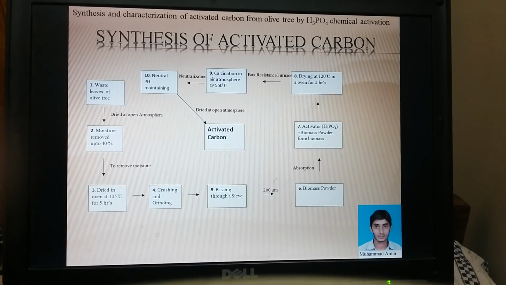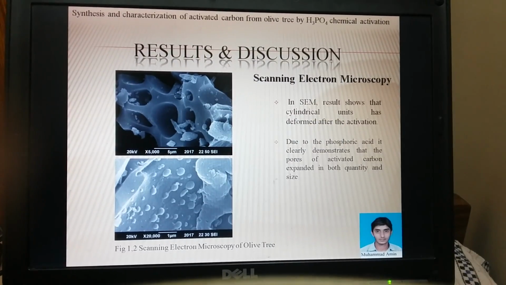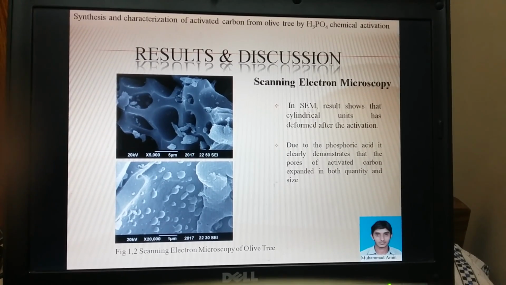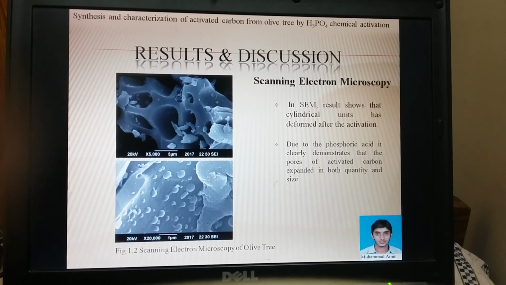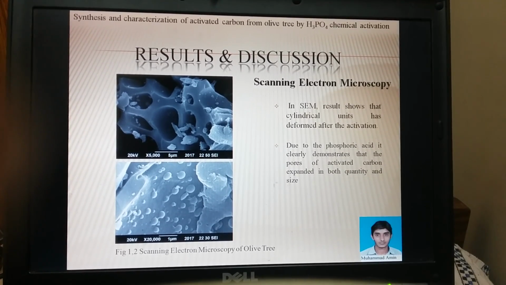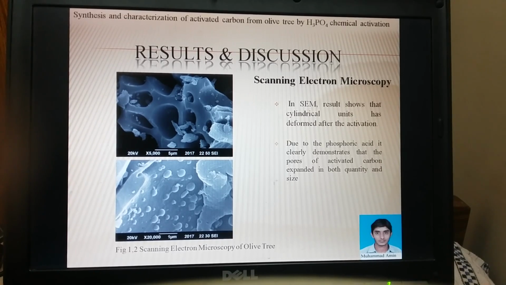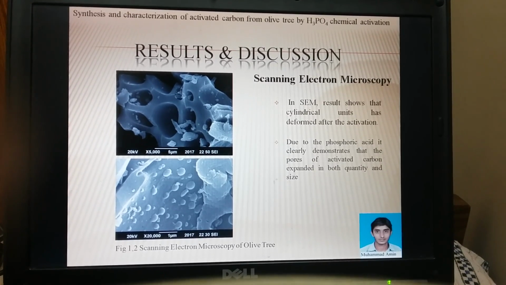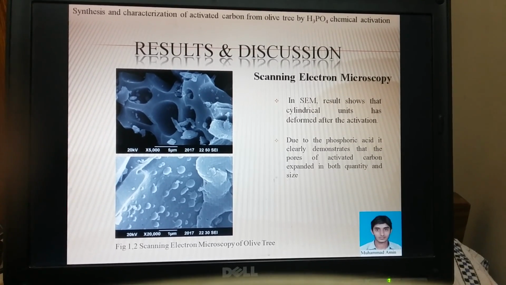After getting the active carbon, we characterize it by scanning electron microscopy in order to obtain its morphology. The result shows that the cylindrical units have deformed after the activation. Due to the phosphoric acid used, it clearly demonstrates that the pores of the active carbon have expanded in both quantity and size.